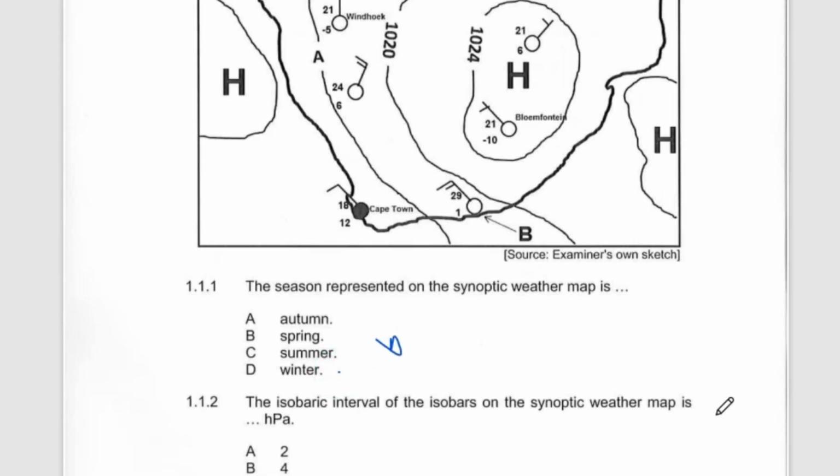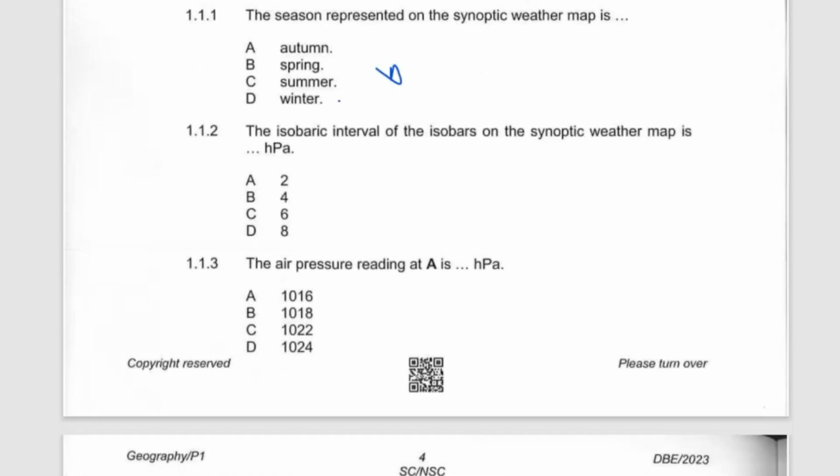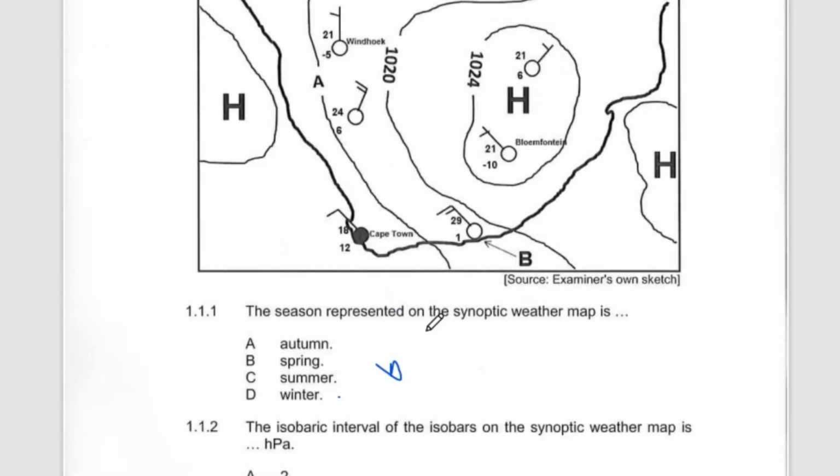Okay, so we go down 1.2. The isobaric interval of the isobars on the synoptic weather map is dash hectopascal. We come here. We're looking at these isobars. When you look at this one, this is a high pressure, and this is 1024. So this is 1020. That means as you're getting away from the high pressure, it's decreasing. But it's decreasing with what? 4. So that means A is going to be 1020 minus 4, which becomes 16.